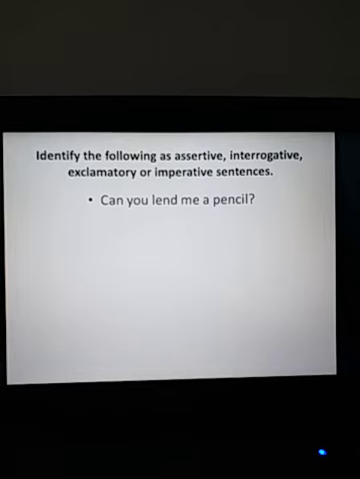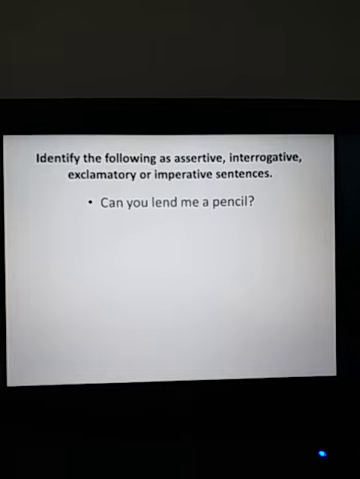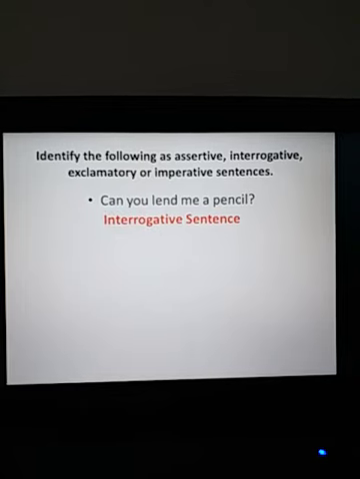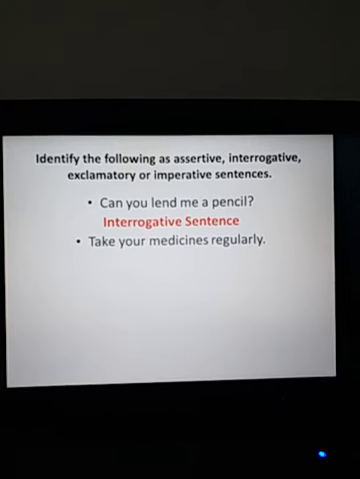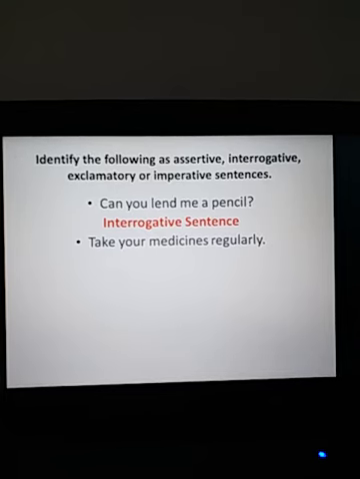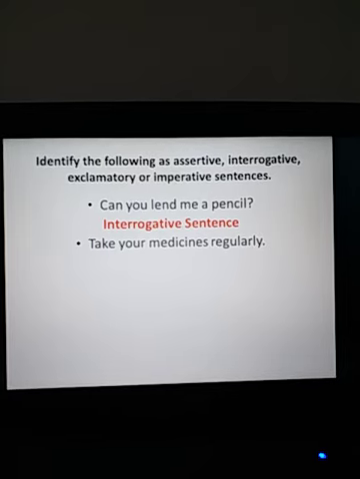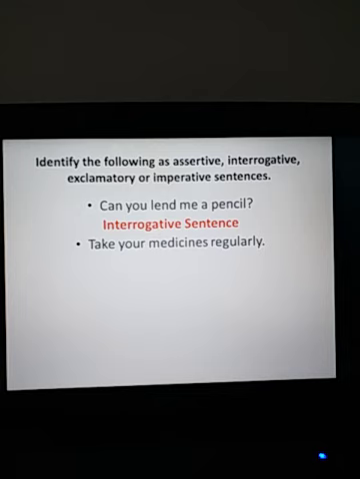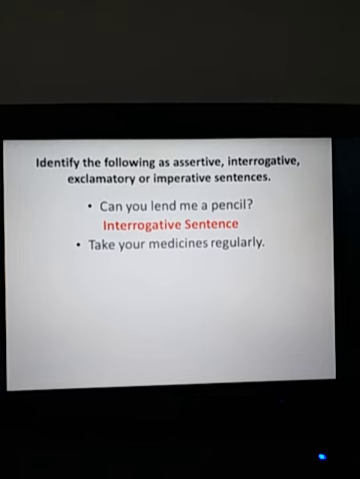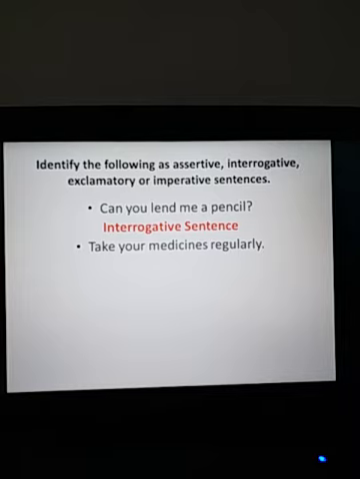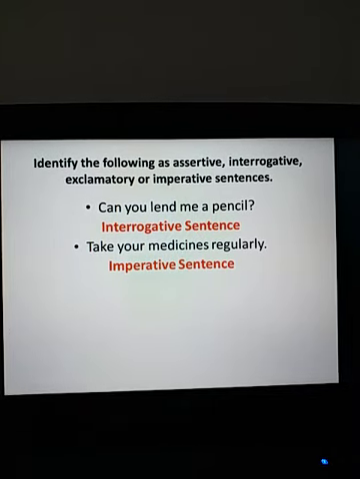Can you lend me a pencil? What kind is it? Yes, interrogative sentence. See, it has a question mark at the end. Simple. Take your medicines regularly. What kind of sentence is this? It is an imperative sentence because it is telling us about, is it a command or an advice, students? It is an advice, right? So it is an imperative sentence.